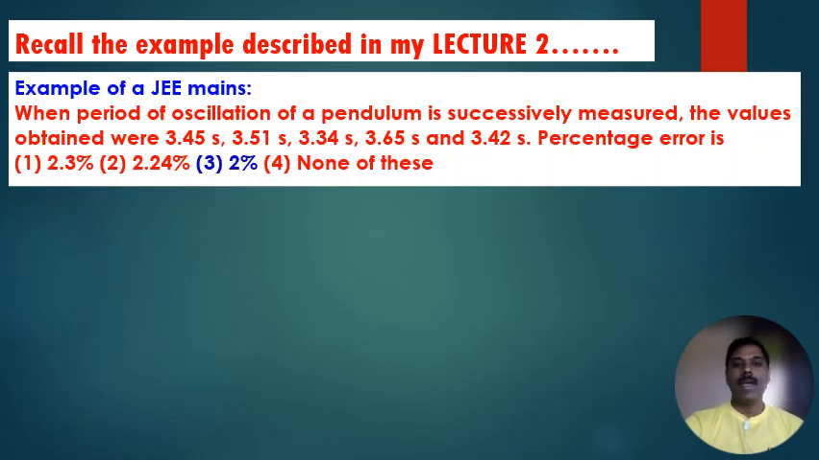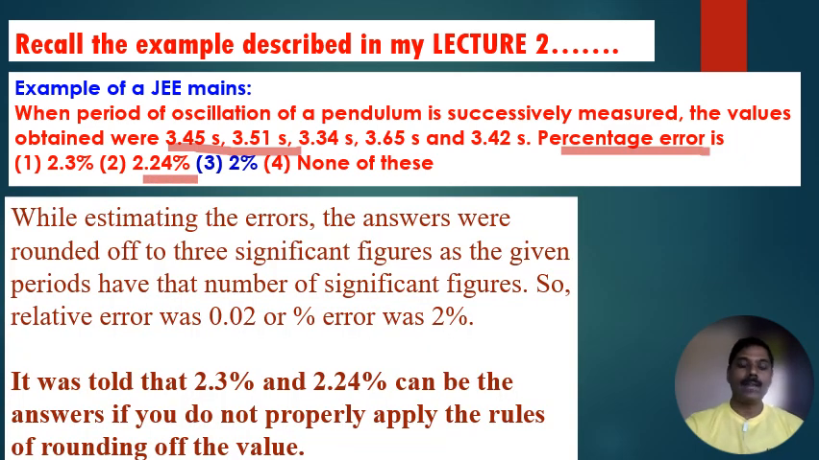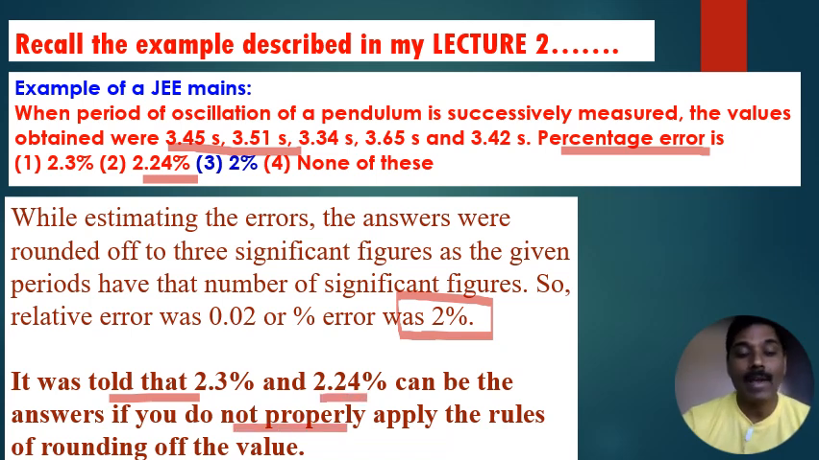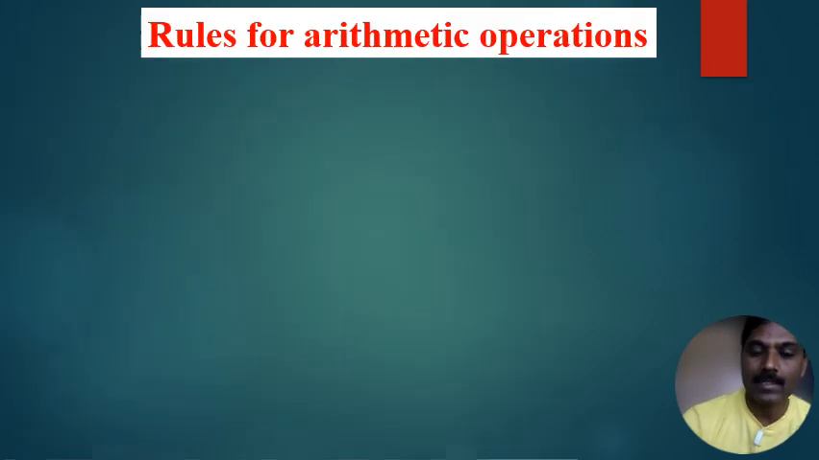Now let us recall the example which I had taken in my lecture 2, wherein the period of oscillation of a pendulum is successively measured. The values obtained were given this way and percentage of error was to be calculated. There in that calculation I had shown that the percentage of error was 2%, and it was already told in that lecture that there is a chance to get answer 2.3% and 2.24% also if you do not round off the value using the rules that I described in the previous slides. In order to understand how to solve this problem, if one is interested, you can watch lecture 2. The link of the same is provided in the description.